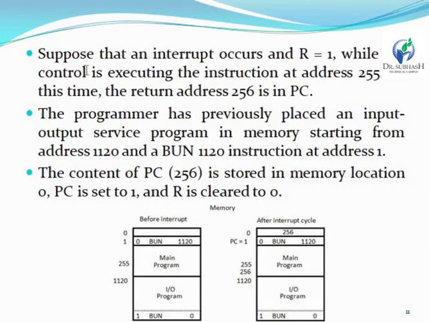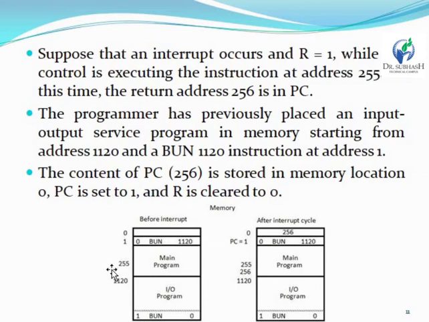For example, suppose the interrupt occurred, R equal to 1, while the control is executing the instruction at address 255. At that time, the return address we can say is 256 in the program counter. We can show it with one diagram. Here is one IO device, one memory, before the interrupt and after the interrupt. If the interrupt occurs, at that time we can store the address 256.